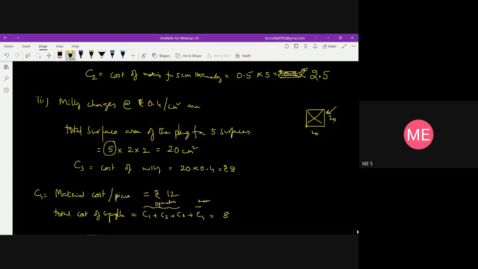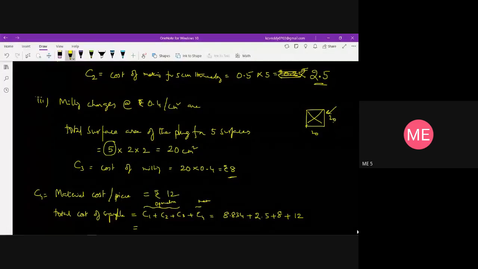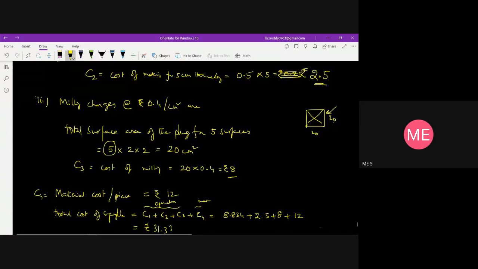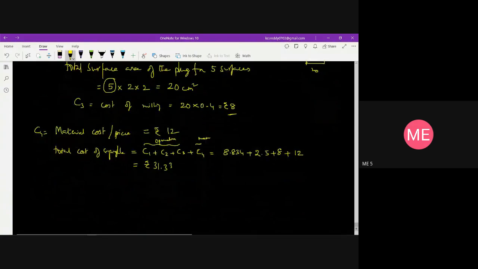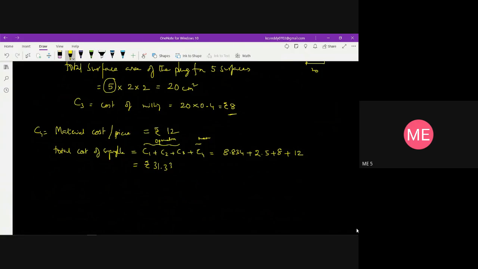So C1 is going to be 8.834 plus C2 is 2.5 rupees, C3 is 8 rupees, then 12 rupees is the C4. Now put together, total cost of the spindle is going to be rupees 31.33. Okay. So this is for one spindle cost. So total cost of the spindle means one spindle cost is going to be this much.